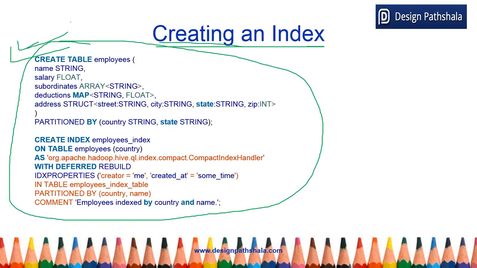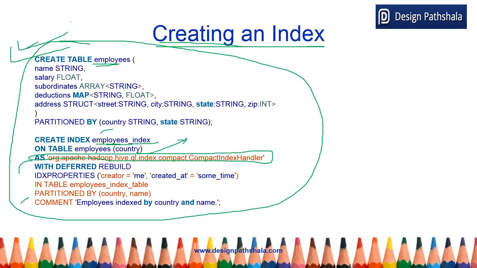But there are ways to create indexes. So this is a table on which I am creating an index. I am creating the index using an index type, and this Java file contains all the logic of how to create an index. I am using this with deferred rebuild, which means I will build it later, and then the index properties on the table, the index name, and the column on which the table would be indexed.